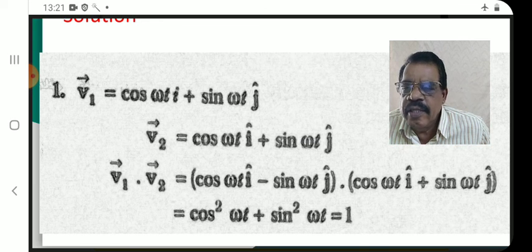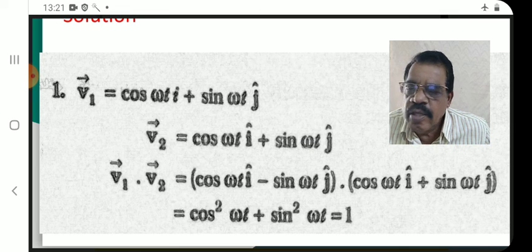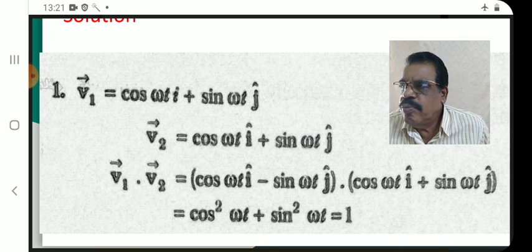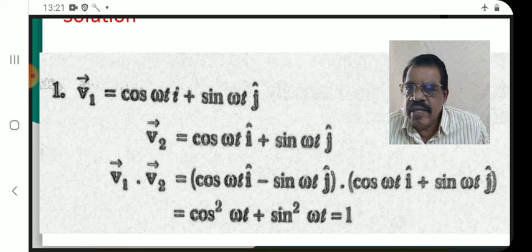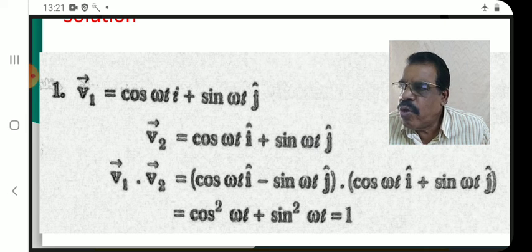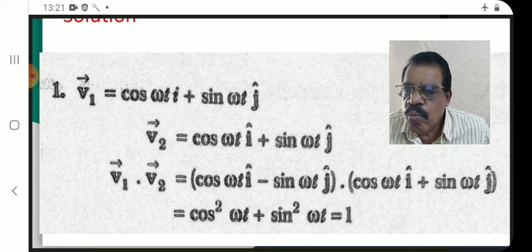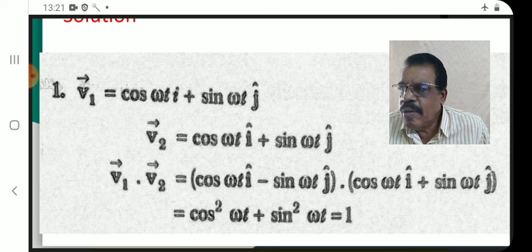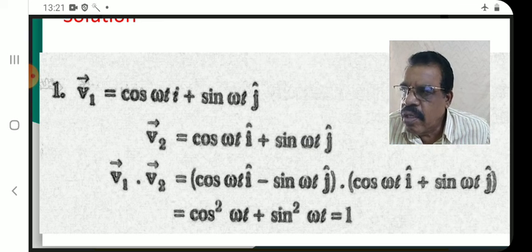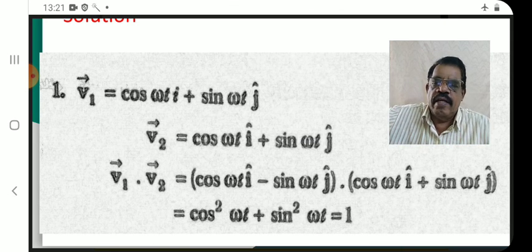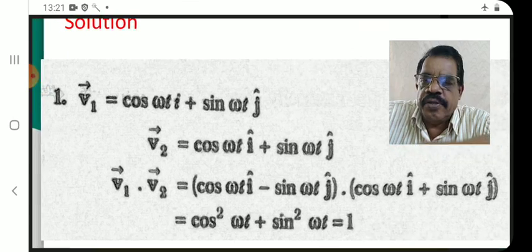The easy method: if a vector is given as ai plus bj, its modulus is root of a squared plus b squared. In that manner, we take the root of cos squared omega t plus sin squared omega t. Cos squared theta plus sin squared theta is 1, and the root of 1 is 1. That is the velocity. Answer.